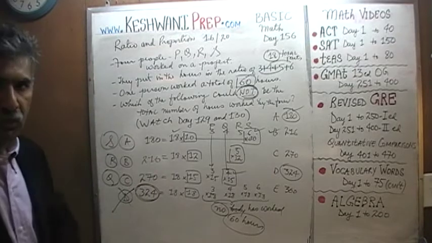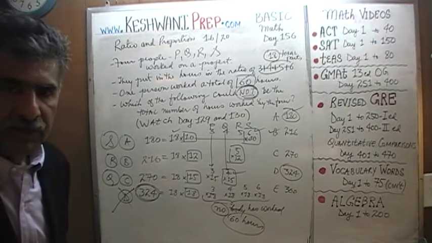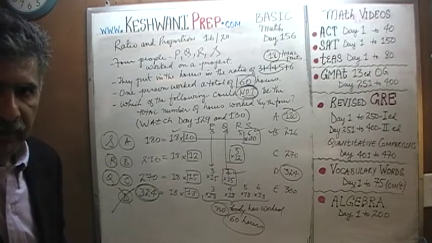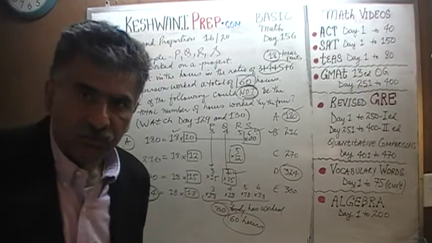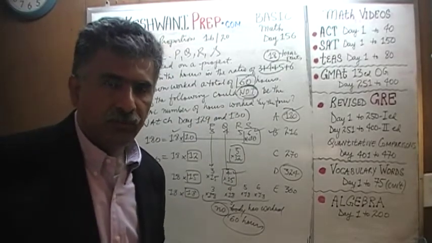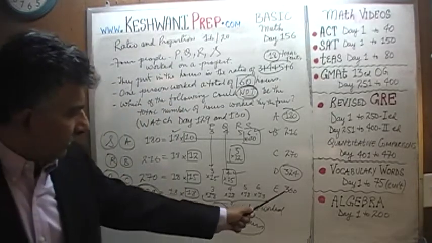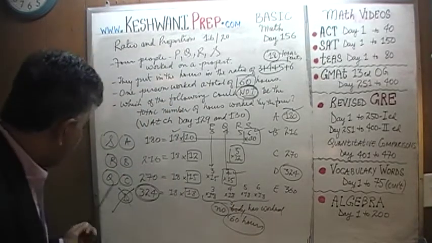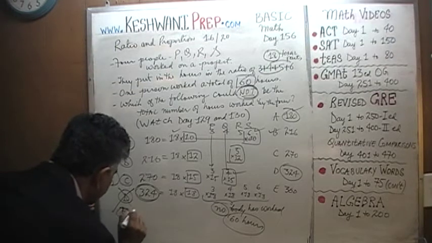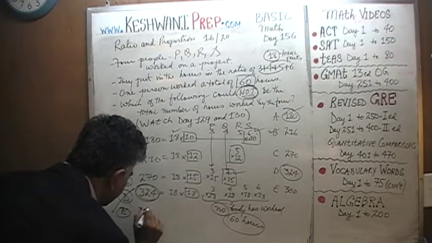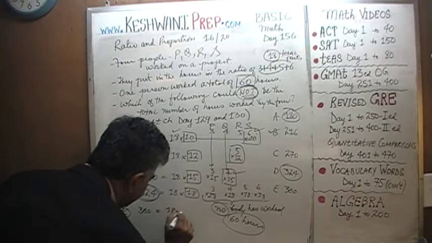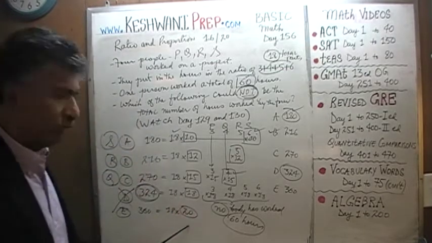It is not possible for the total number of hours to have been 324, given the fact that one person, we are told, has worked 60 hours, and they all worked in a ratio of 3 to 4 to 5 to 6. 324 is not possible. 360 is going to be possible. I'm going to show you very quickly. 360 is essentially 18 times 20. 18 times 20, and that's possible.